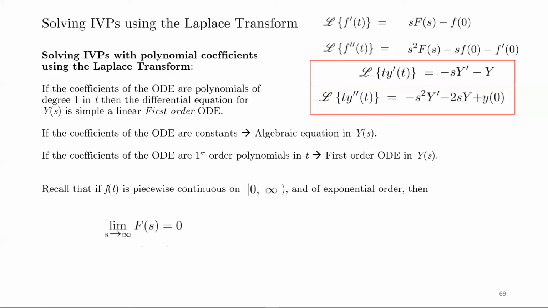We also have a property here that we need to remember, that if f of t has a Laplace transform, or in other words, it's piecewise continuous and of exponential order, then we have this property that the limit as s goes to infinity of F of s is equal to 0. And so we're going to use this property to solve some initial value problems.